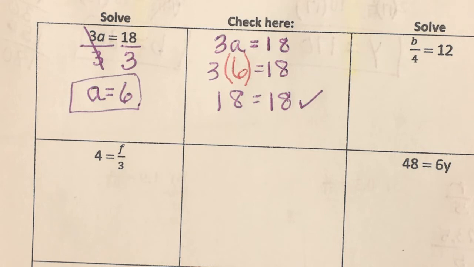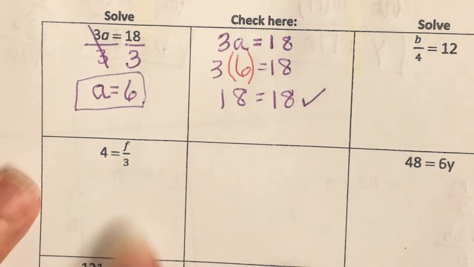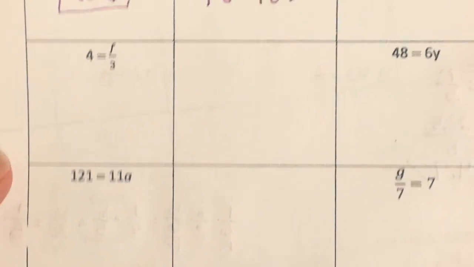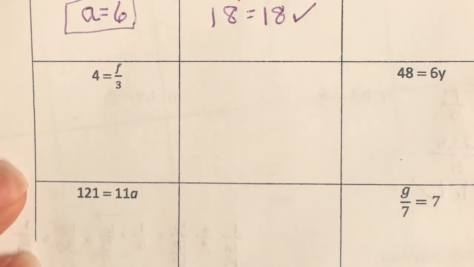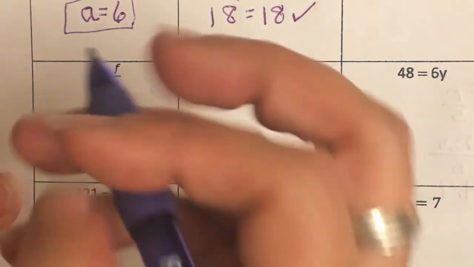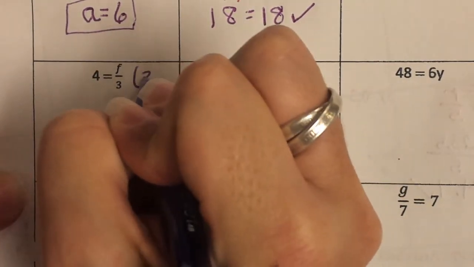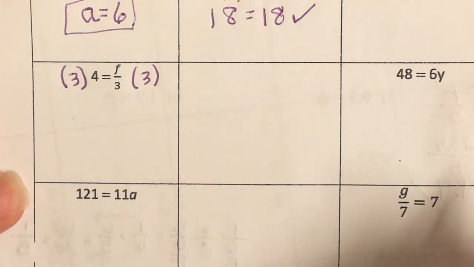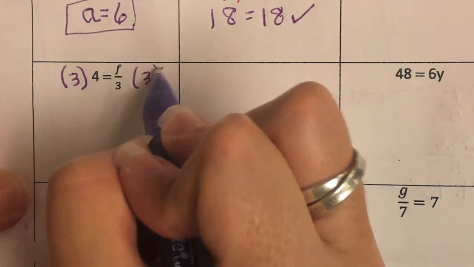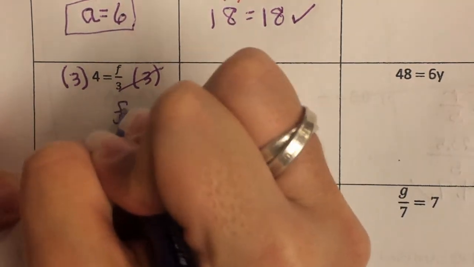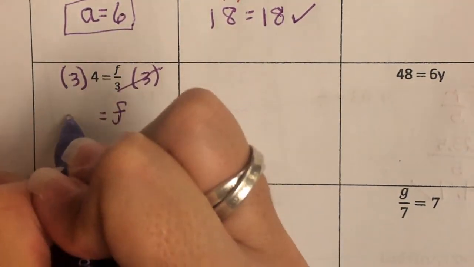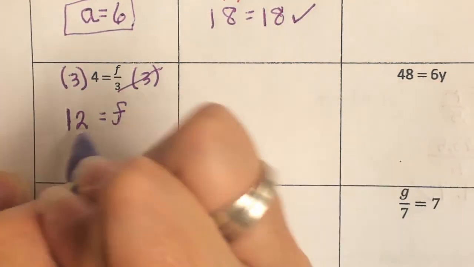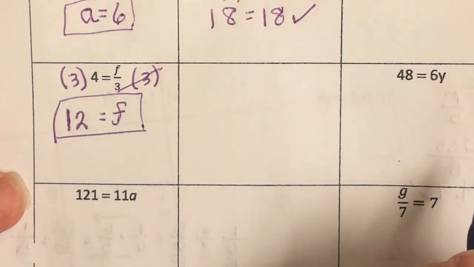Quit packing up. We got another one. Here we go. Look at this one. 4 equals f divided by 3. Okay, divided by 3. The opposite is? Multiply. Yep, so write it in parentheses. You should be writing this with me. This is why half of you don't have half your work. I need you writing this. These 2 3's go away, leaving me with an F. And 4 times 3 is 12. I'm going to box in that because that's my official answer.